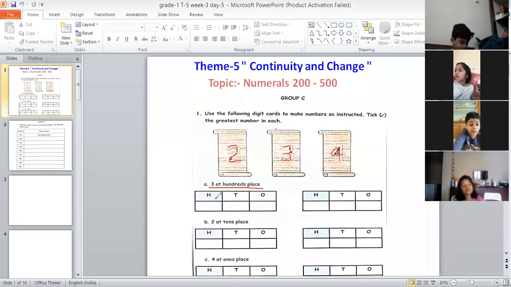Okay. Now, according to the question, 3 should be at hundreds place. So, below this H, we will write here 3. Why are we writing 3 here? Because in the question, it was mentioned clearly, we have to write 3 at hundreds place. So, we are writing here 3.